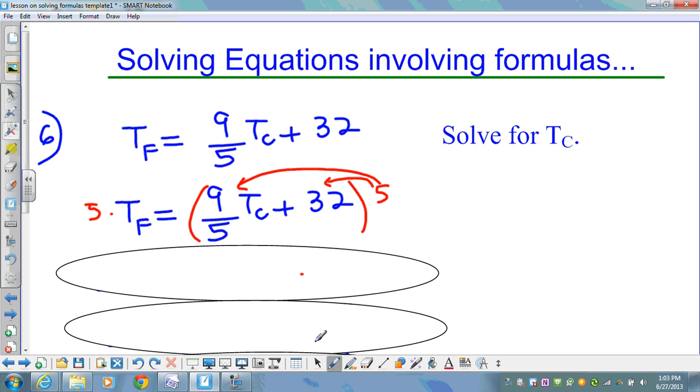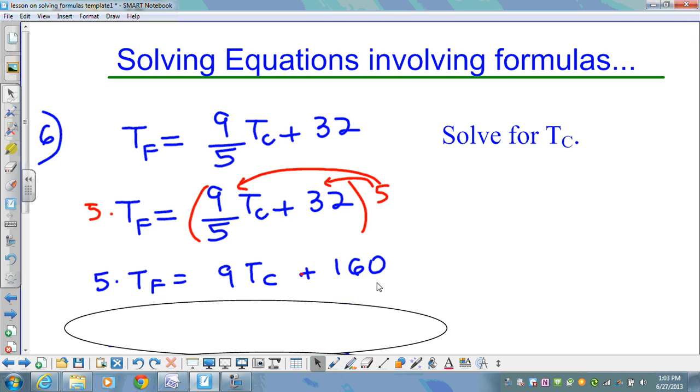If we do that, the left-hand side is unchanged: 5 times t sub f equals 5 times 9/5 t sub c. Again, the 5's cancel there. You have 9 t sub c. And then 5 times 32, that's our 160.